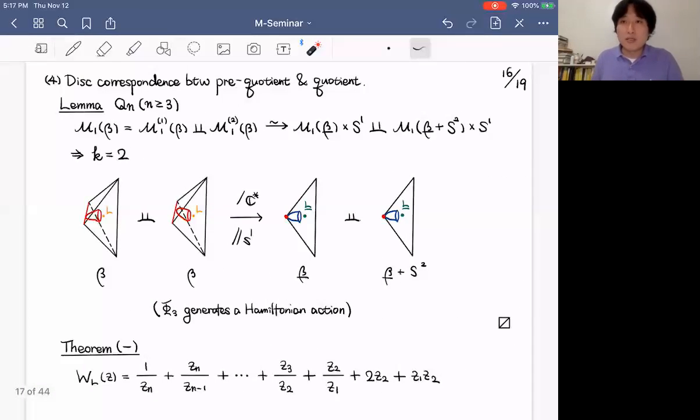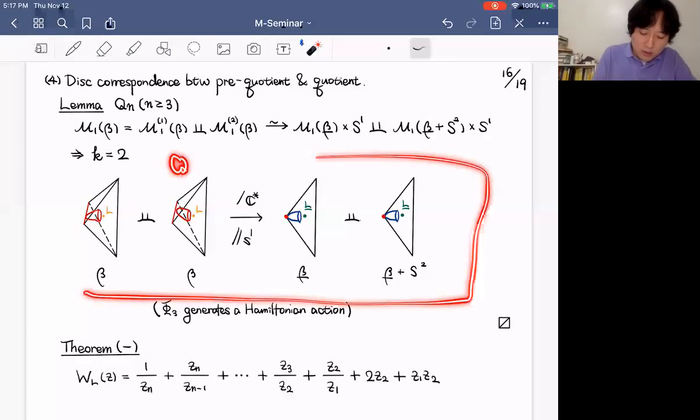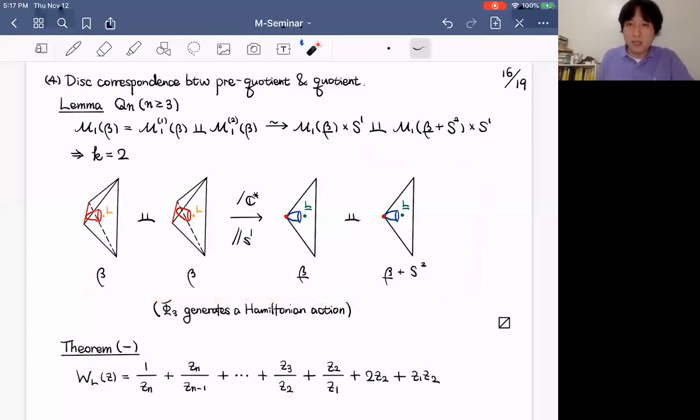Then we have one more step to go. We need to determine the open Gromov-Witten invariant when n is greater than or equal to 3. So we actually have the following lemma. To explain the lemma, let's look at this example. This is Q3, this is the Q2 example.